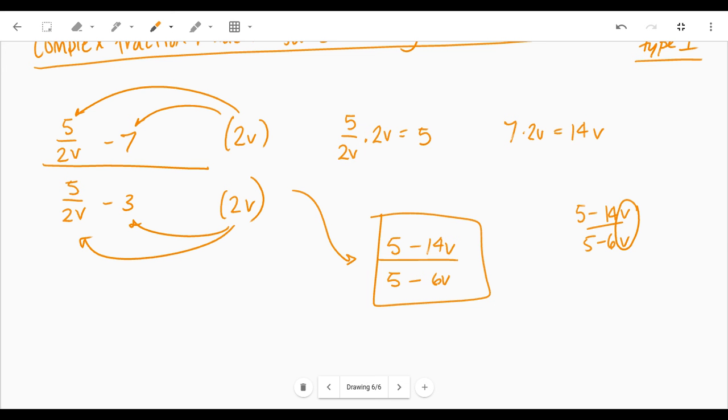And if you think about it too, you could plug in a number. If I plug in 1 for v, so if v equals 1, then I would have 5 minus 14, which is negative 9, over 5 minus 6, which is negative 1, which is 9. Or if I plugged in v equals 2, I would get something different. But if I tried to cancel out the v's and simplify it down, it's just a constant. And so it doesn't change if I change my v. So just be careful of that. Don't cancel out those v's.